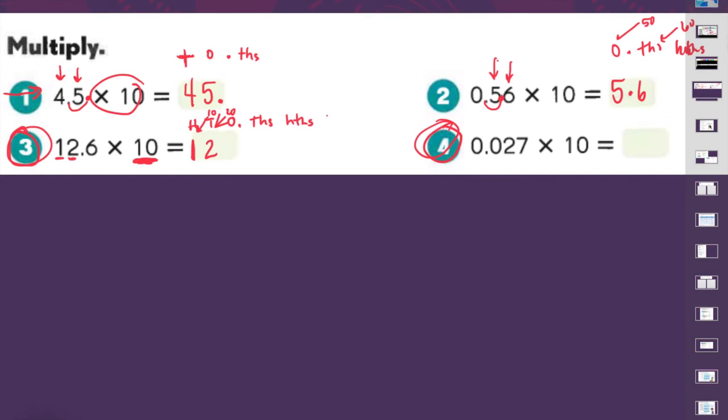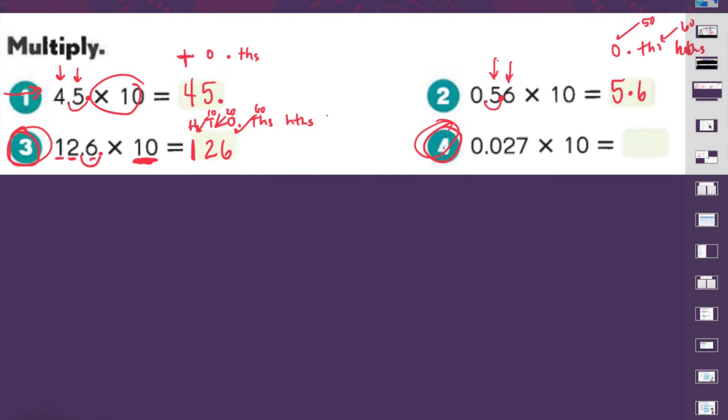And 6 tenths times 10 gives me 60 tenths. And so those 60 tenths would be regrouped into 6 ones. So 126 is the product of 12.6 times 10. You can also see that the decimal point just moved one place to the right when multiplying by 10 to give us 126.